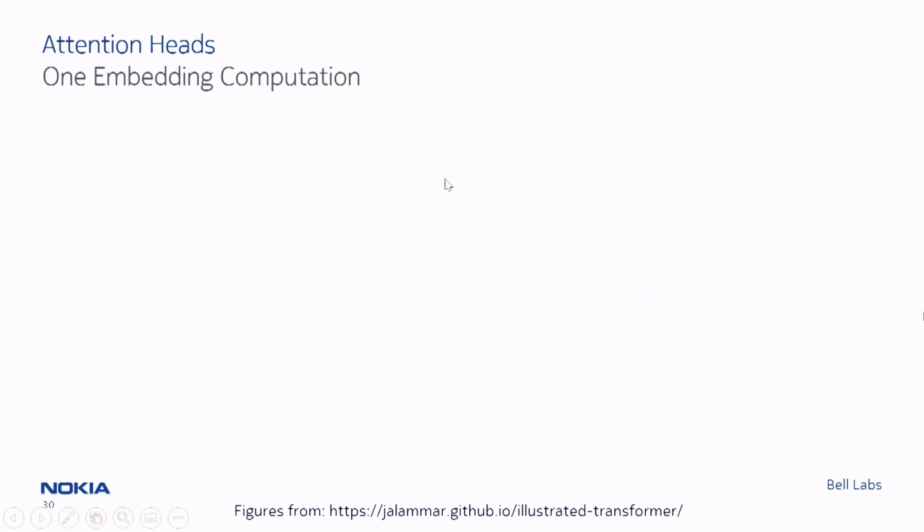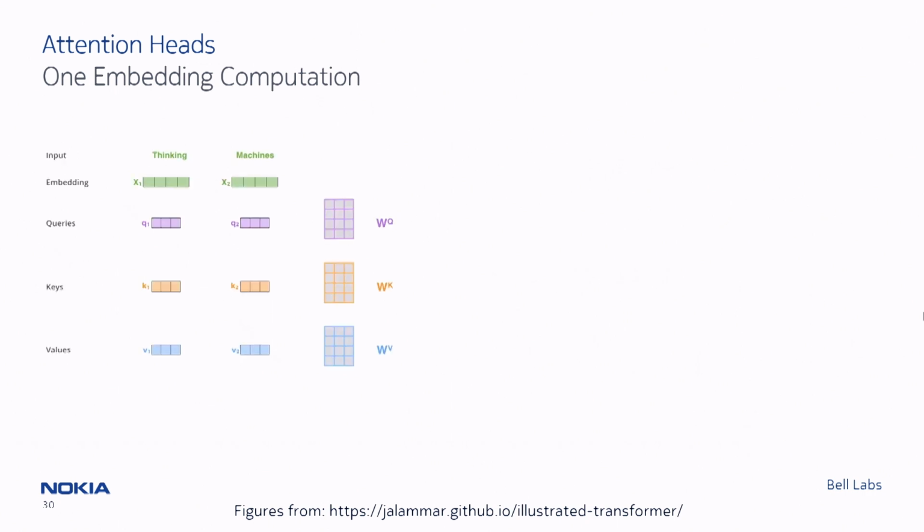Now let's have more details about these attention heads, and let's show the computation of one embedding within one attention head. Suppose we are given an input sequence composed of two tokens, "thinking machine". Here we have the embedding of each token, and then there are three parametric matrices that are introduced, which are the query, the key, and the value. We multiply the embedding of each token by these three matrices in order to obtain the query vectors, the key vectors, and the value vectors.